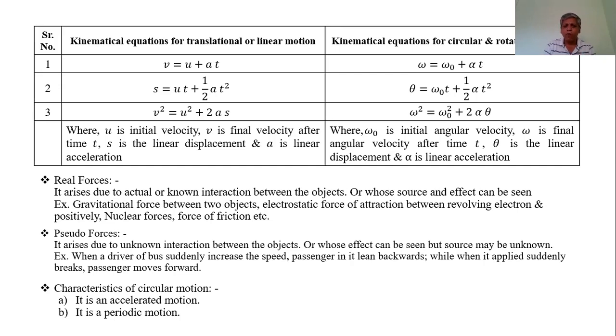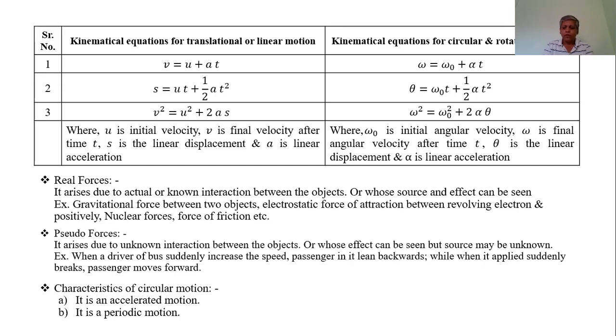Compare with real forces: when the bus is in uniform motion and we throw a ball vertically upwards, that falls down into your hand. But when the bus moves with changing speed, increasing speed, at that time the ball moves backwards. It does not come back into your hand. That is due to the pseudo forces. These are the examples I have been explaining here.